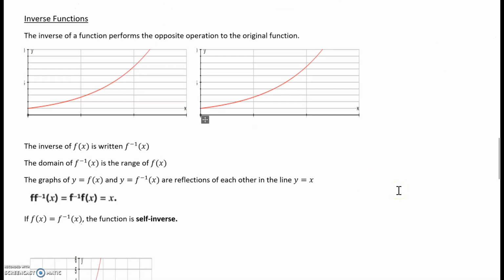Alright, so next thing is inverse functions. Inverse functions perform an opposite operation to the original function. We're familiar with that from, say, squaring, square rooting, multiplying, dividing. They're all inverses. It just undoes or does the opposite to what the original thing does.